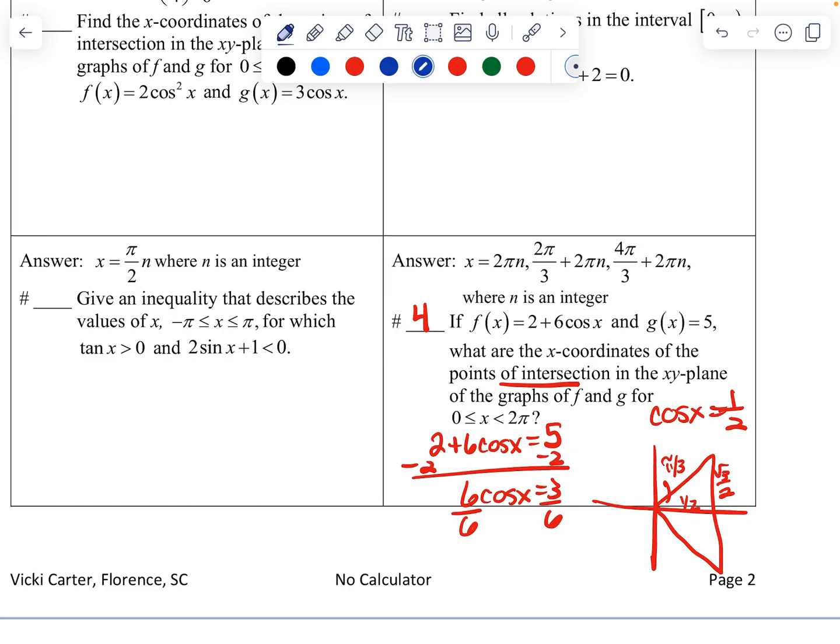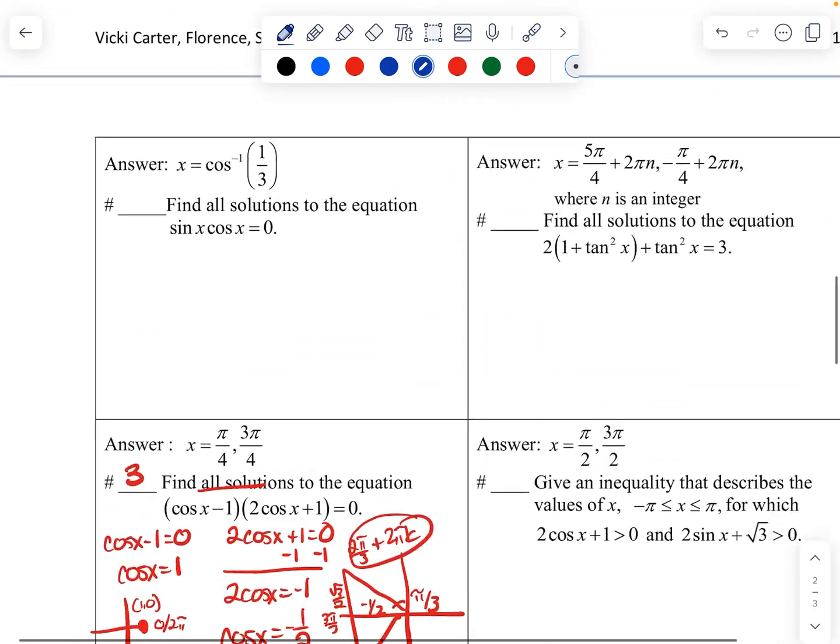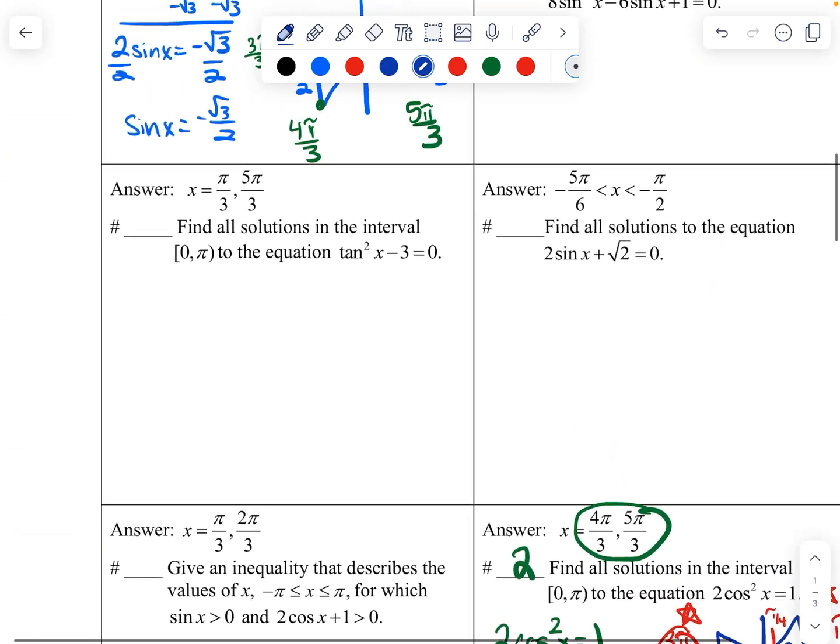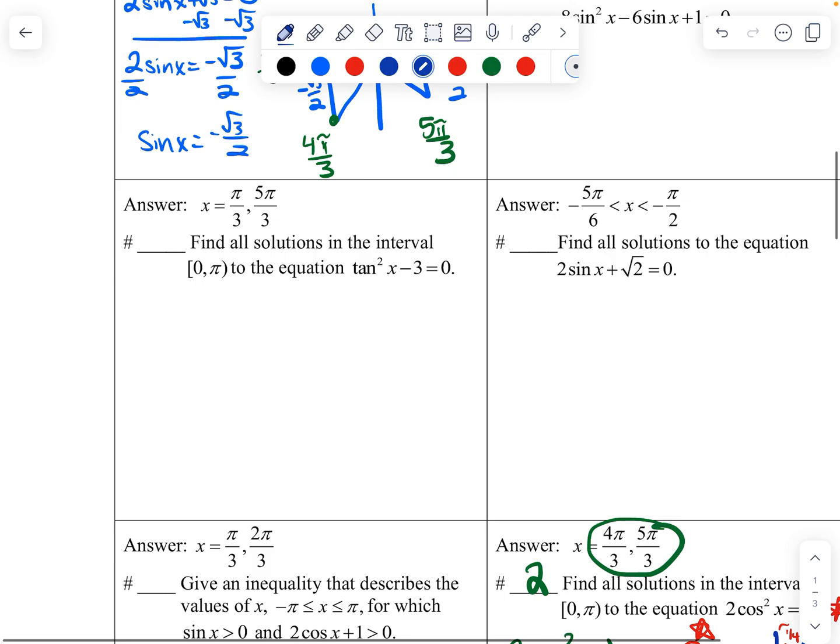But what would this actually be? Well, in the first quadrant, it's pi over 3. And let's see, well, 2 pi is 6 pi over 3, right? Those are equivalent. So one less than that would be 5 pi over 3. All right, so we are looking for pi over 3 and 5 pi over 3. So right here. So this is number 5.